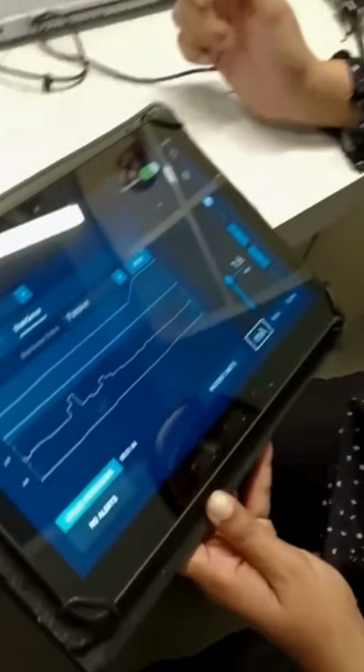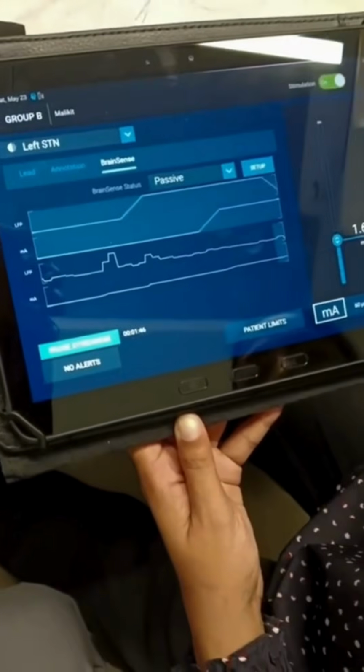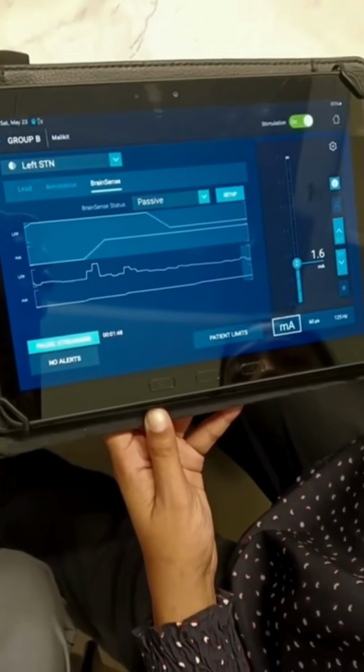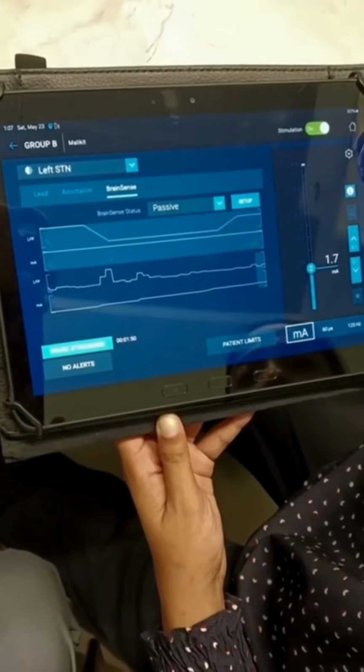Now with BrainSense, what we have is information about the extent to which the abnormal activity is present. Because we have this information, it is much easier for us to decide how to program the patient so that they can remain as normal as possible for most of the day.